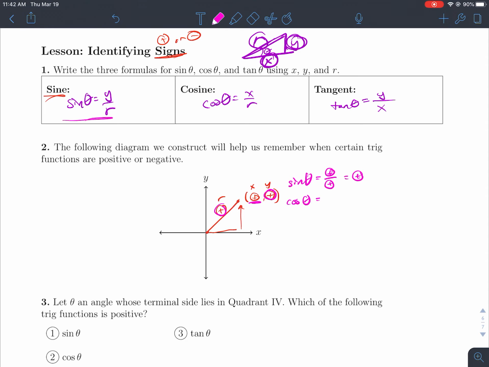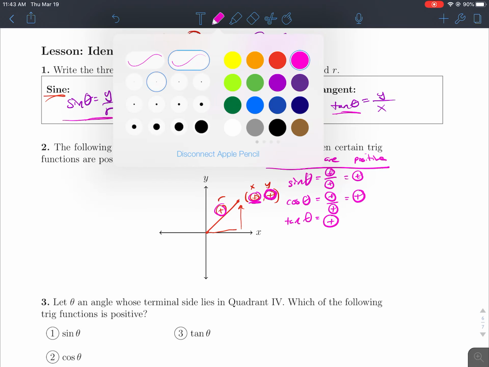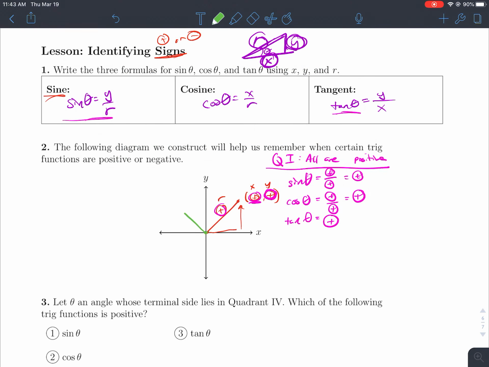Cosine of theta is going to be a positive, because x is positive, over r is positive, so cosine of theta is positive. And here, if we have tangent of theta, that will be y over x. That's a positive divided by a positive, so tangent of theta is also always going to be a positive. So what you'll notice is in the first quadrant, all are positive. Okay. Let's see what happens in the other quadrants.